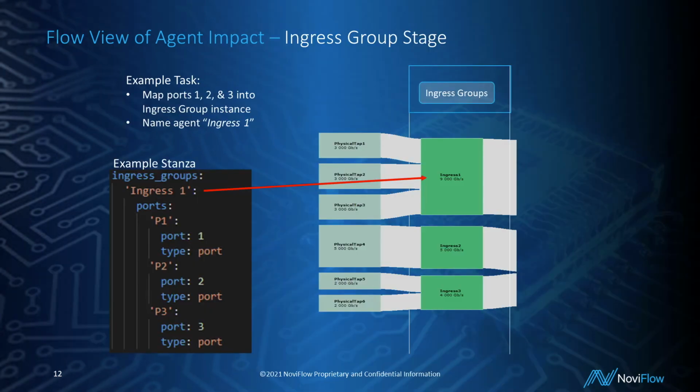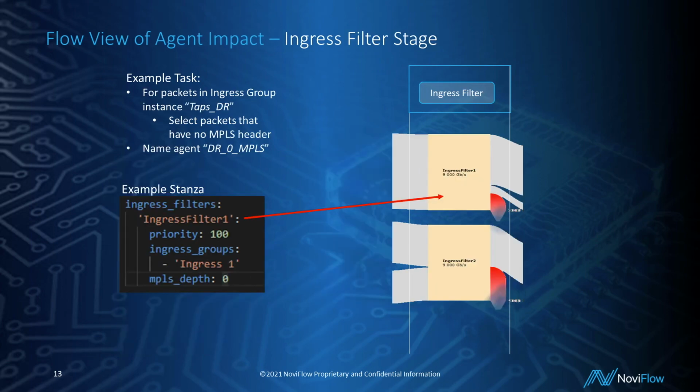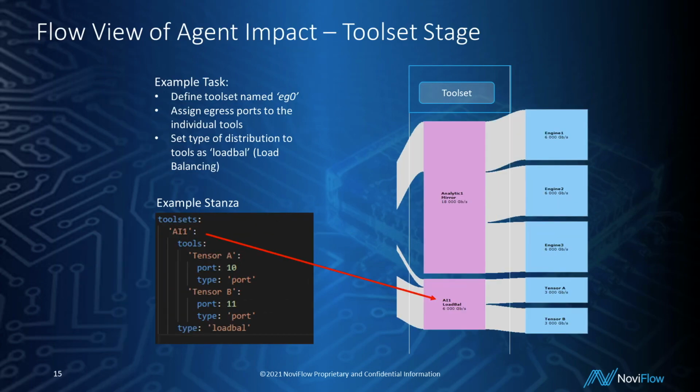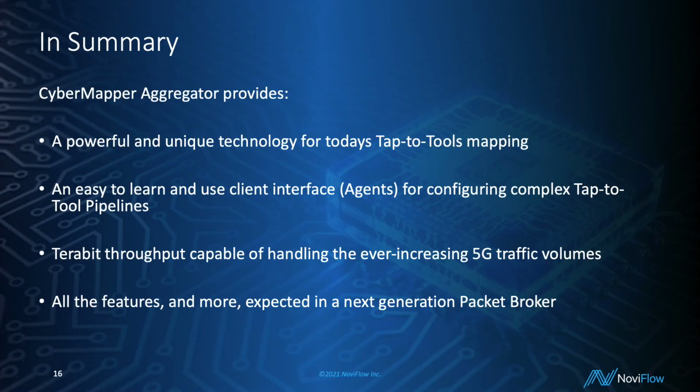So here is a code snippet, the stanza for Ingress Group 1, aggregating the 3 ports, easy to code, easy to read. Here's an example Ingress Filter agent filtering on MPLS depth 0. An Ingress Filter agent example, filtering on multiple rules and sending off the matches to toolset AI1. And finally, example code for the toolset stage. Here the agent is load balancing the 2 tools and sending it off.